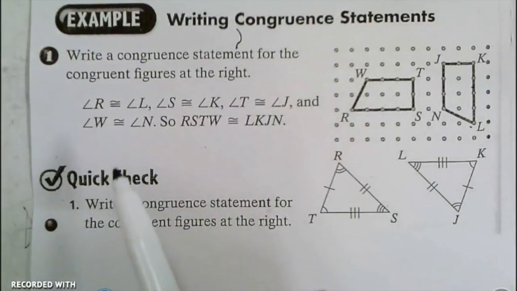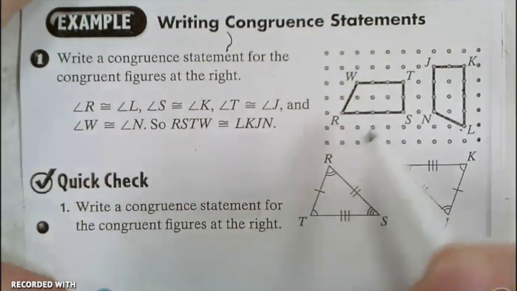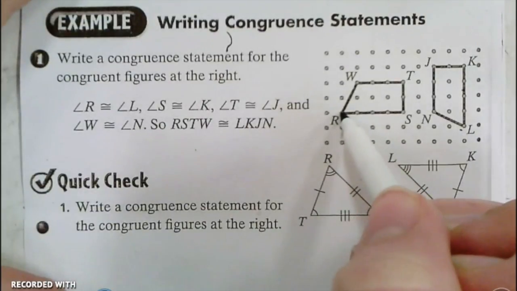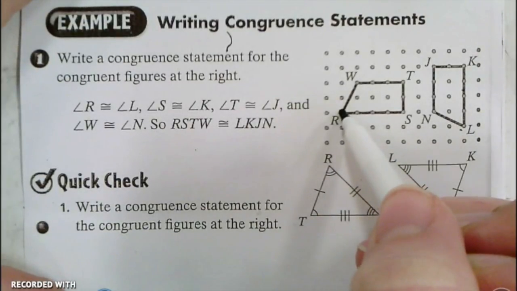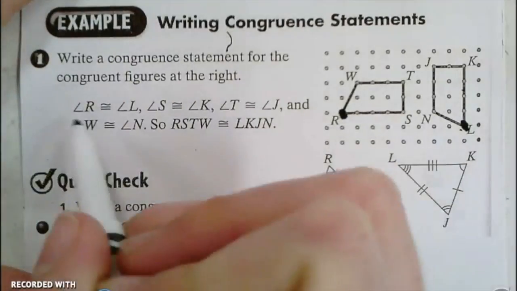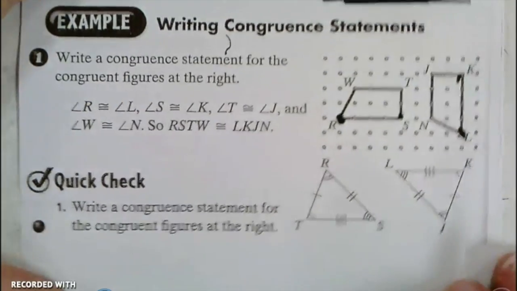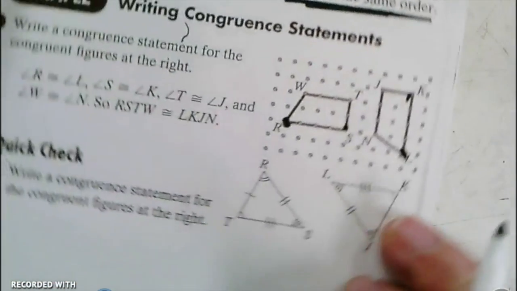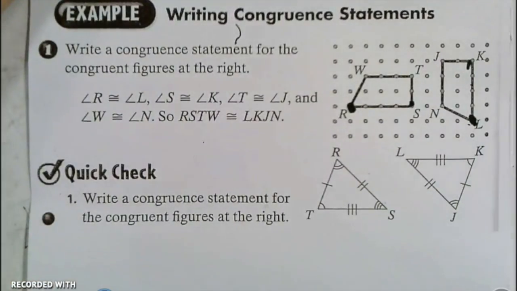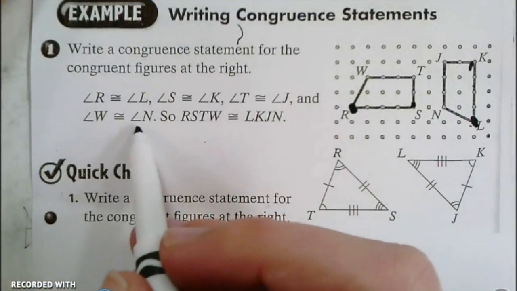All right, so if they're asking for a congruent statement, they want you to say which angles and which sides are congruent to each other. So angle R is congruent to, and then you'd have to find its matching corresponding vertex, and that is angle L. Angle S is congruent to angle K, and you can turn your paper to help you figure that out. Don't do guesswork on these. T and J, and W is congruent to N.